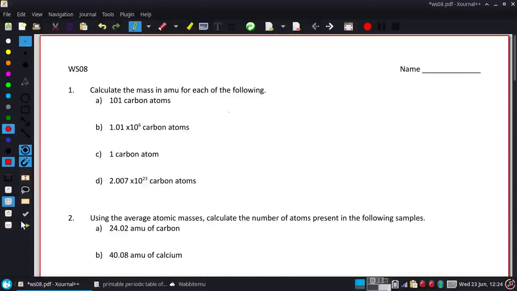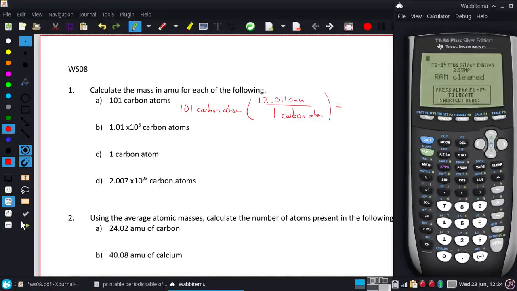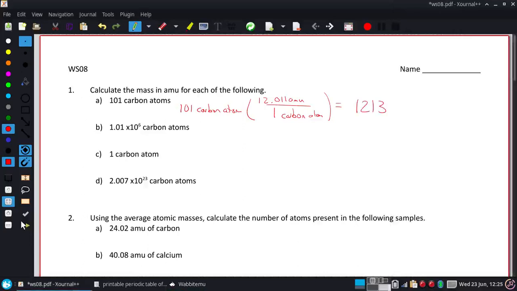Okay, looking at this first question here, I want to calculate the mass in atomic mass units, AMUs, for each of the following. And all of these are dealing with individual atoms, so they're all going to have almost the exact same setup. A carbon atom has a weight of 12.011 AMUs. So we are just multiplying that out. So 101 times 12.011, and we get 1213 AMUs. We only want 3 significant figures.